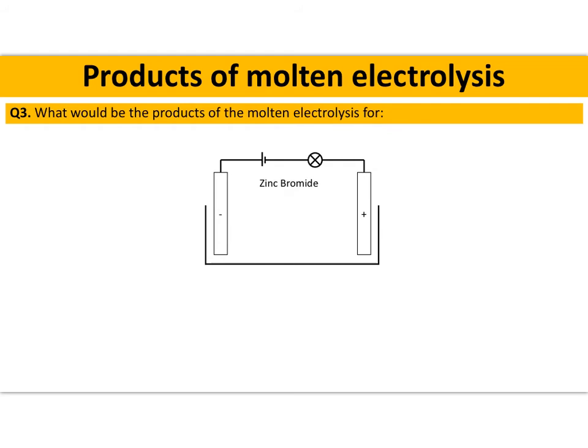Okay, so here's a final example. So our ionic compound is zinc bromide. So let's think about what ions are present there. Well, we've got zinc ions, and we've got bromide ions, and the zinc ions are going to be attracted to the negatively charged electrode, and the bromide ions to the positively charged.